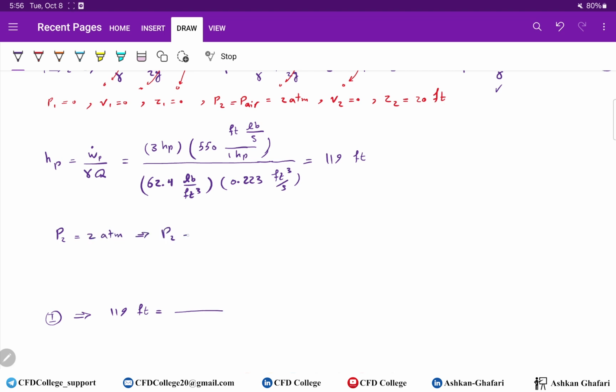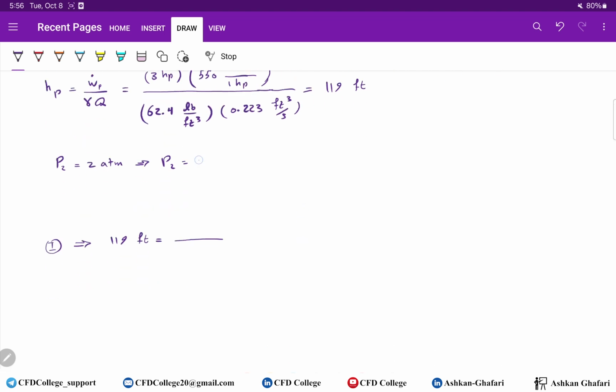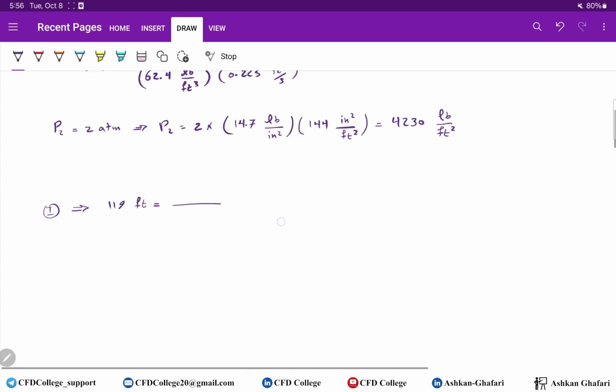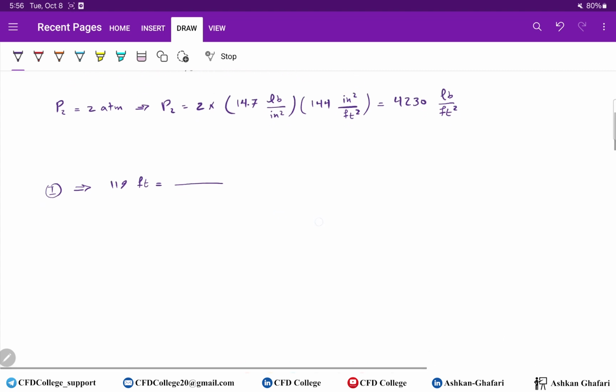So P2 equals 2 times atmospheric pressure in PSI, which is 14.7 pounds per inch square times 144 inches square over feet square. So we have basically 4,230 pounds per feet square. Now we can replace it in energy equation.